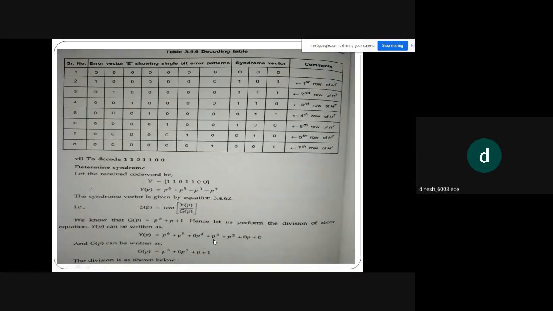So do the division. Since it is systematic, we are finding the remainder of that. I'll show you that here. You can see this is the division procedure as we have done in the systematic codes. So kindly refer to this division. You are all familiar with it, I think. Kindly go through this. If you have any doubts, put them in the chat box.